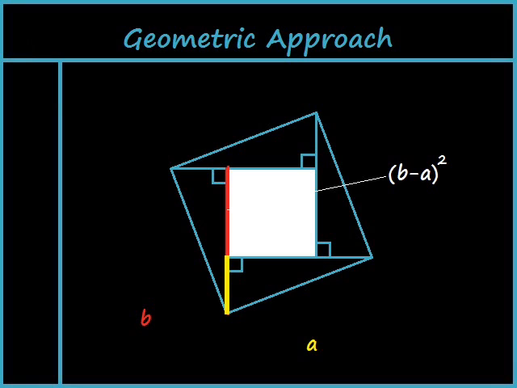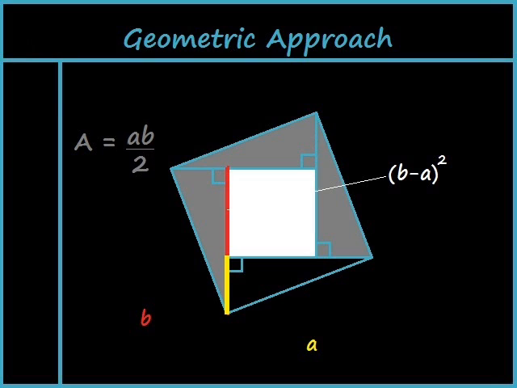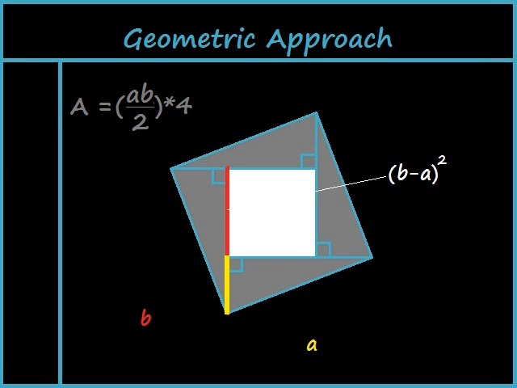Let's shift our view towards the triangles. Recall that the area of a triangle is the base times its height divided by 2, or in this case, B times A divided by 2. The area of all four triangles would be the same equation times 4, which reduces to 2AB.